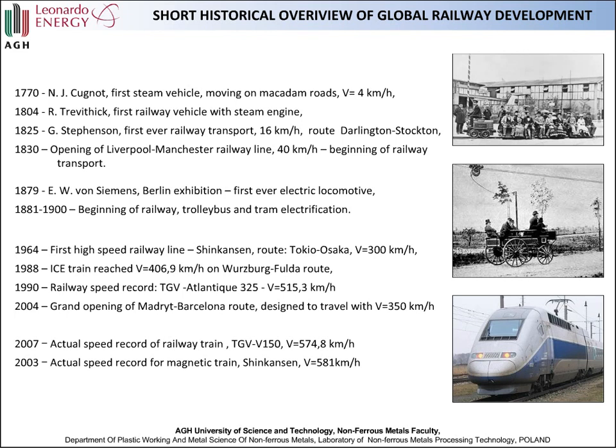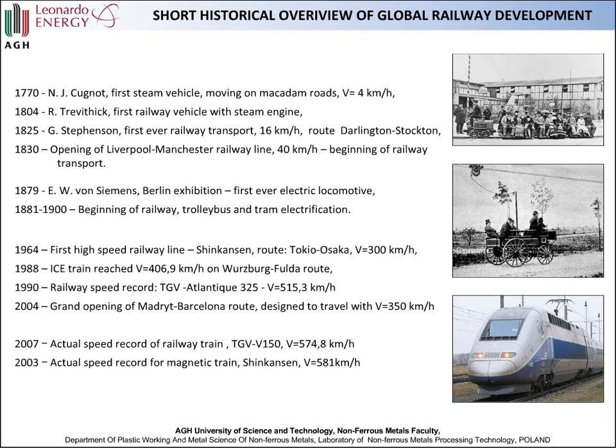Only 2 years later, the speed record was broken again by TGV, which reached 515.3 kilometers per hour. As of today, we have 2 speed records standing, one for the traditional railway train and the other one for the magnetic train. The world speed record for the TGV traditional railway system was set in 2007 at 574.8 kilometers per hour, and the Shinkansen magnetic railway in 2003 reached 581 kilometers per hour, which is the highest speed of commercially used railway till today.